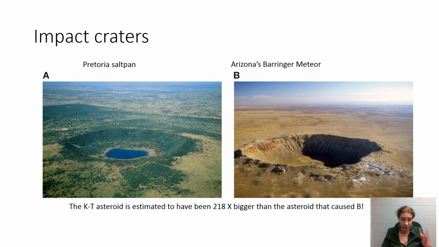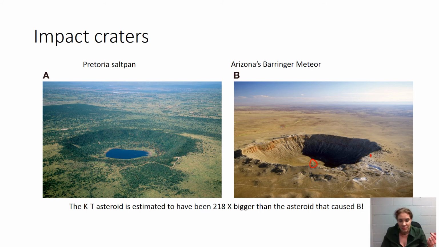You've got the Pretoria Salt Pan Impact Crater and Arizona's Barringer Meteor Crater. Now, the Arizona crater, I don't know if you can see this, but way down in the bottom, there's a little white streak that kind of looks like a path, and then there's a little white dot sort of right in the middle there. That's a building. If you're standing on the edge of the meteor crater, you actually cannot see people walking around in the bottom of that crater. It's that big. I've never been myself, but it's on my bucket list.